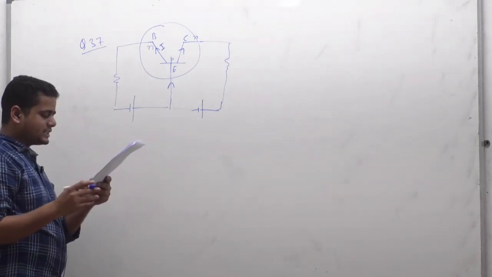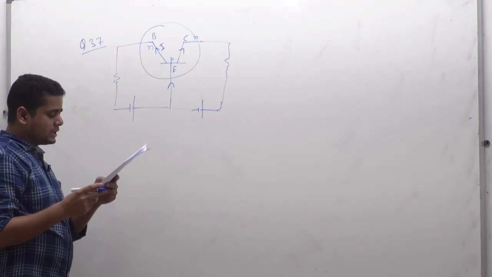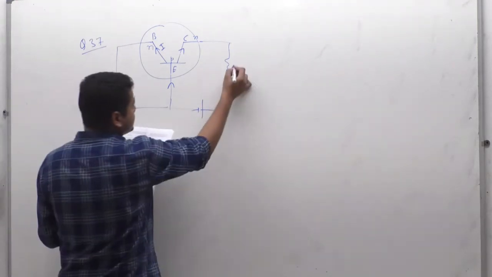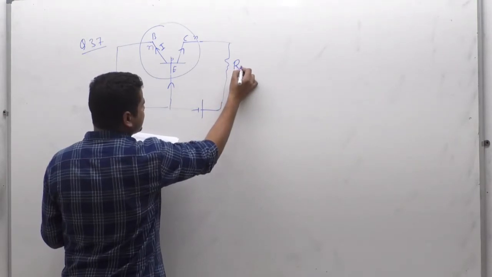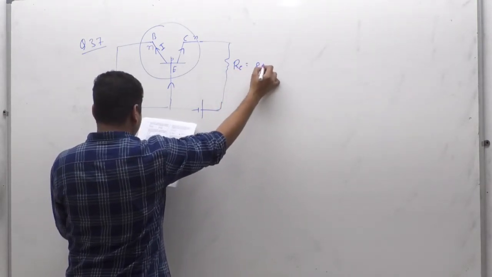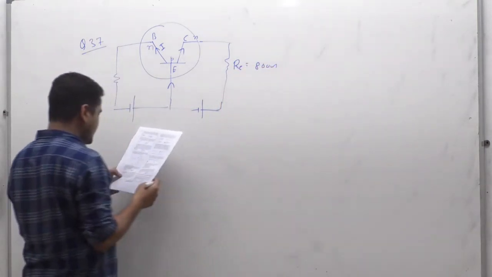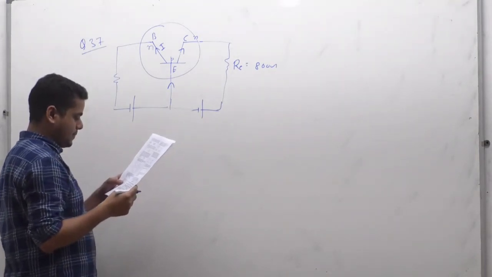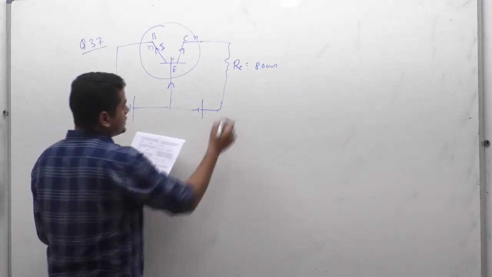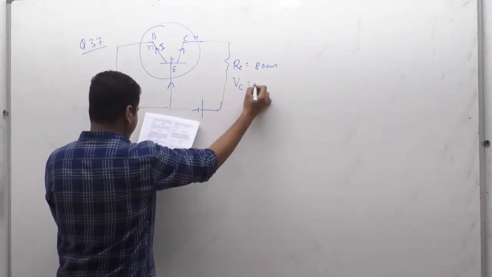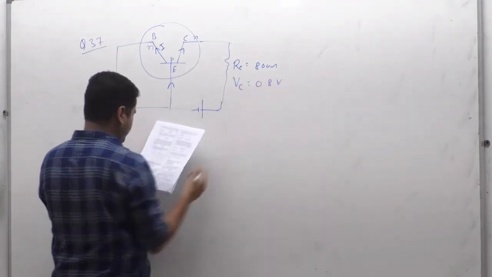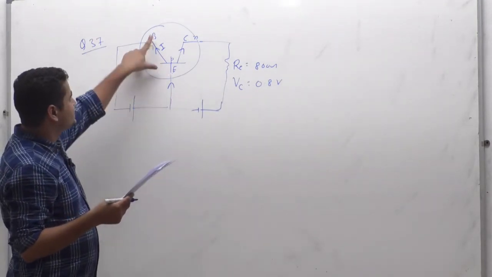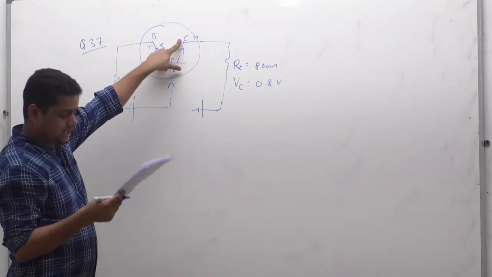A load resistance of 800 ohm is connected to the collector circuit. This is the collector, so load resistance RC equals 800 ohm, and the voltage drop across it, VC, is 0.8 volt. C is for collector here; this is the emitter, this is the base, this is the collector.